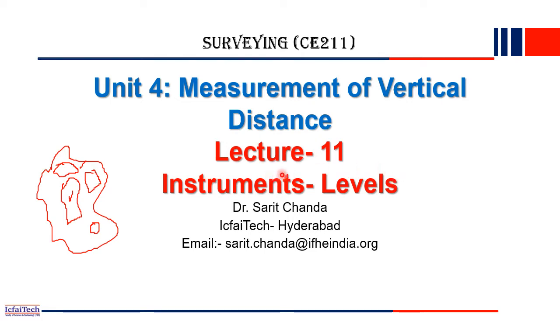This is lecture number 11, and we'll be discussing the instrument. In the last lecture, you saw that for the measurement of horizontal distance we need some instrument, right? One instrument we use is chain or tape, or some sophisticated instrument like EDMs, electromagnetic distance measurement instruments. We also discussed total station in earlier lectures. Even for the measurement of vertical distance, we need some instruments. That instrument we call the level. A level is basically an instrument which measures vertical distance.